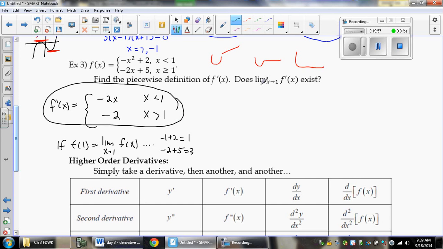Okay? So does the limit as x approaches 1 of f prime exist? This is a different question. As x approaches 1 for f prime, this goes to negative 2, that goes to negative 2. Yes, the limit for the derivative exists, but the derivative itself, f prime of 1, does not exist. Okay? It's a little quirky. We'll see things like that later.